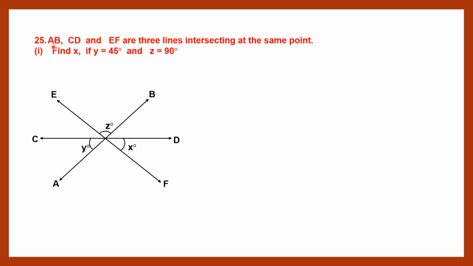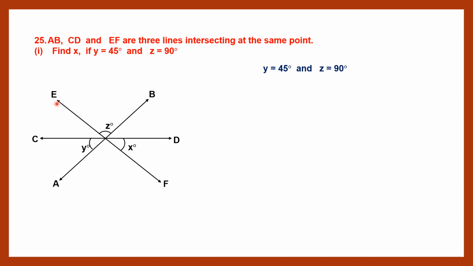Question 25. AB, CD, and EF are three lines intersecting at the same point. So they're all intersecting at one point. Now question 1. Find X, that is X is here, if Y is 45 degrees, and Z is 90 degrees. So here two angles have been given. We have to find the value of X. So what is given to us? We are given that y is 45 degrees and z is 90 degrees.